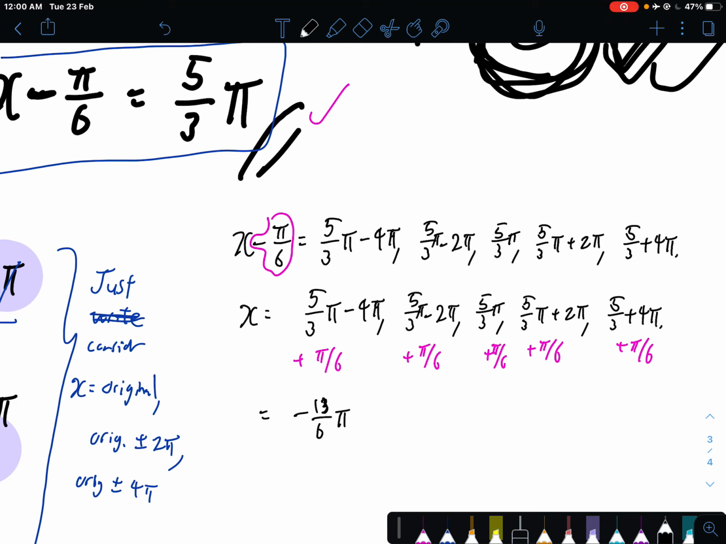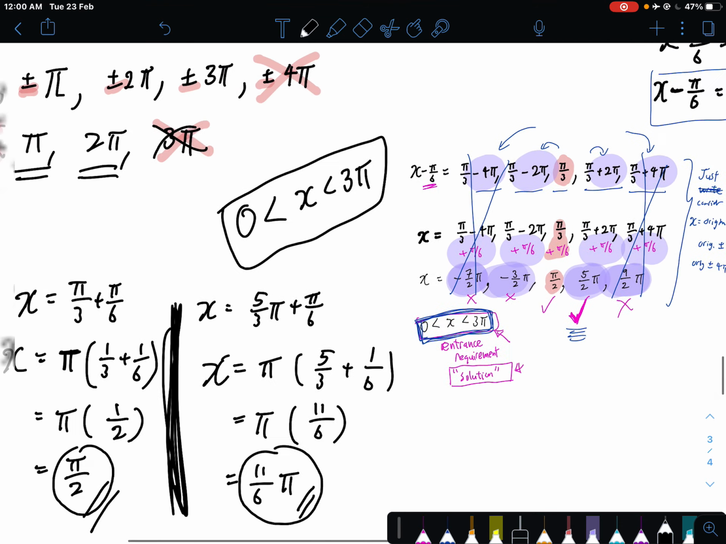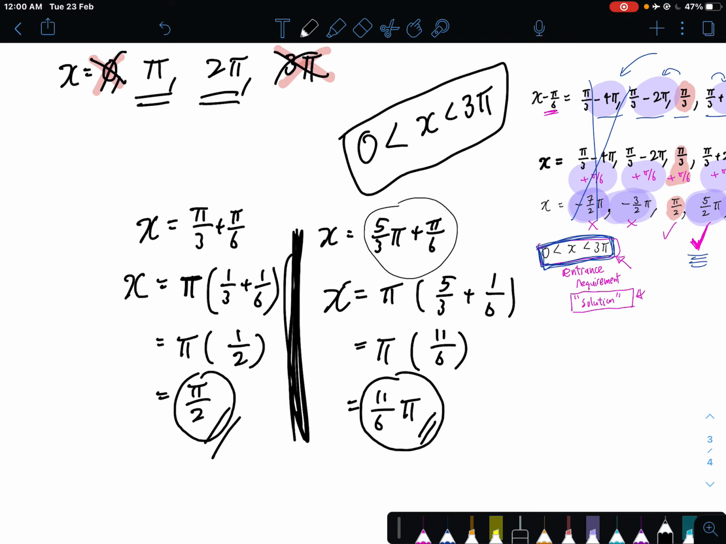Of course, you can reject that, but let's just write it down for completeness. Same thing here, you have 5 third minus 2 plus 1 over 6. Factor out the pi, then you get minus 1 6 pi. Then same thing here, we already found the solution for this one. It was 5 third pi plus pi by 6. We already managed to find out it is 11 over 6 pi.